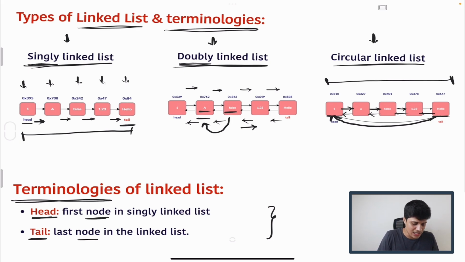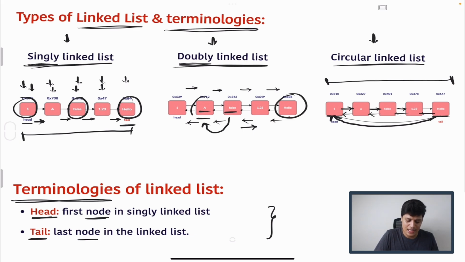Node is nothing but each and every value that we are creating at a random memory location, right? That is nothing but a node. Here in the case of singly linked list, one is one node, false is one node, hello is one node. In the case of doubly linked list, hello is one node, a is also called a node. Remember that a node is nothing but a value we have inside that specific linked list.